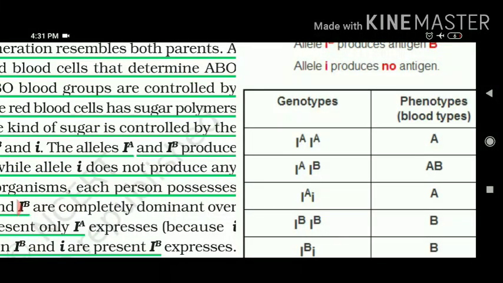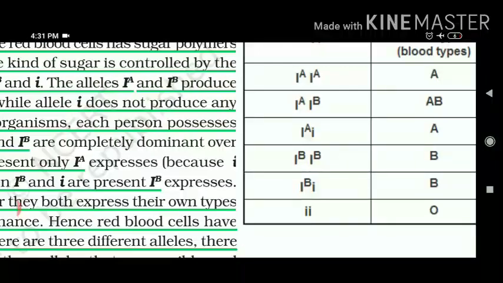Now the very important topic is which kinds of antigens and antibodies are present in our blood groups. We usually say the person who has O blood group is a universal donor, and the person who has blood group AB is called a universal recipient.